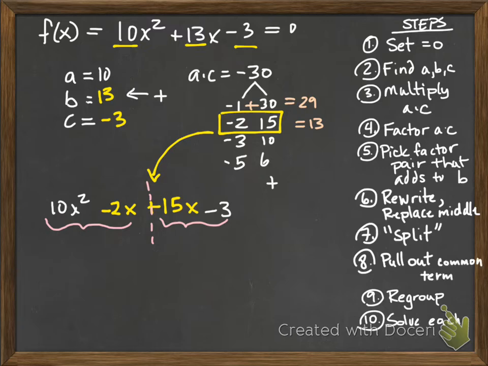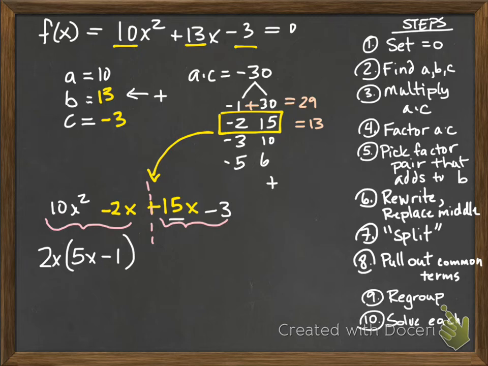Okay, so if I look at it on the left side, both of these numbers have an x in them, right? And both of these are divisible by 2. So I can pull out a 2x. And if I do that, let me make that just kind of an ugly parentheses. If I do that, I'm left with, so 10x squared divided by 2x, I'm left with the 5x here. Negative 2x divided by 2x, that's a negative 1, because we pulled it out.